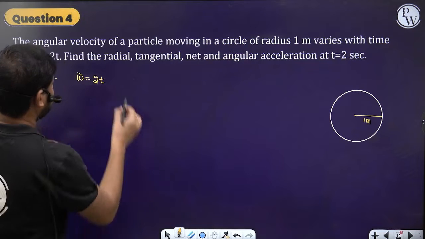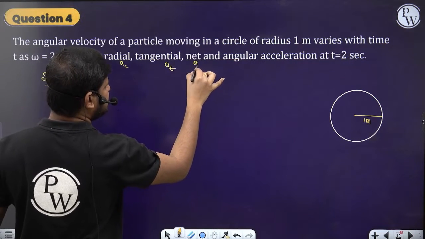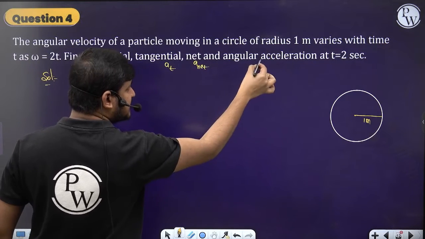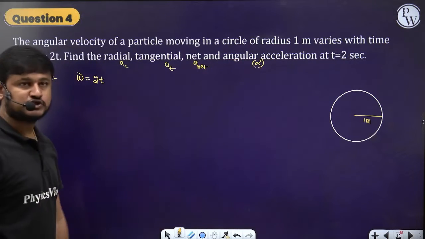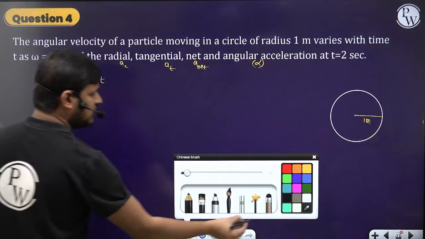See here, radial means ac you have to find. Tangential means at you have to find. Net means a net you have to find. And for angular acceleration, alpha you have to find. We have to find these at t equal to 2 seconds. So now let's solve one by one.